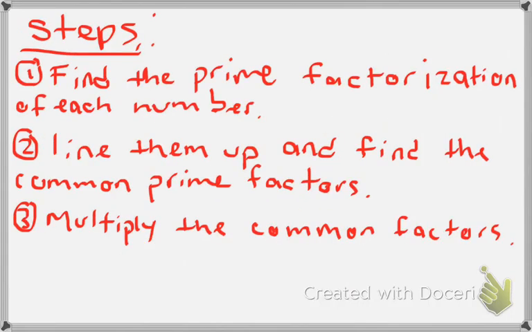These are the steps to find the GCF, greatest common factor. Step 1, find the prime factorization of each number. Step 2, line them up and find the common prime factors. And step 3, multiply the common factors, and you'll get the GCF.